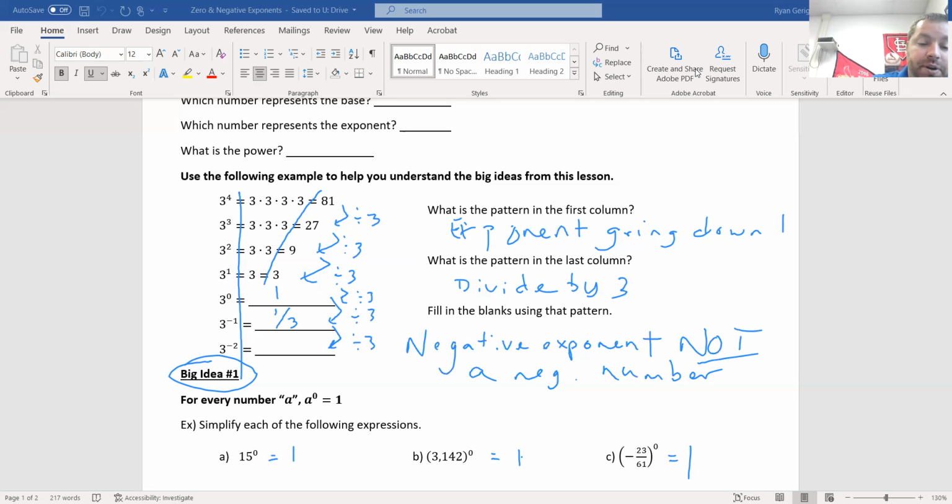Let's keep it going. Divide by 3, so 1/3 divided by 3. Well, if you remember how to multiply and divide fractions, I keep the first fraction, change to multiplication, and change 3 to 1 over 3. And then what I get is 1 over 9. But what's another way of writing 9? Well, that's 3 times 3, or 3 squared, right?